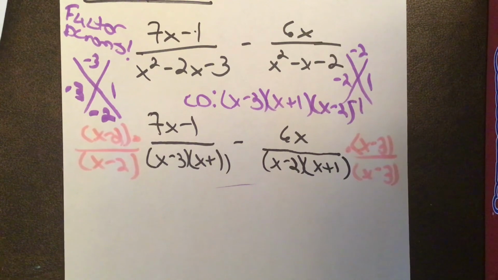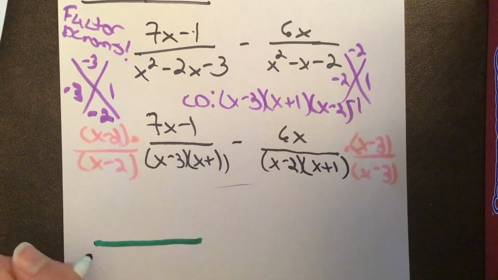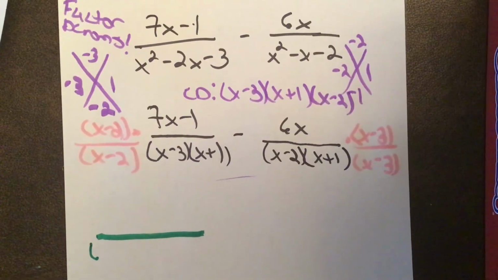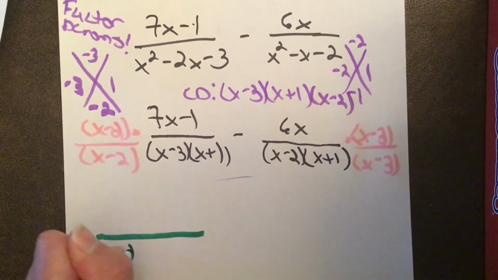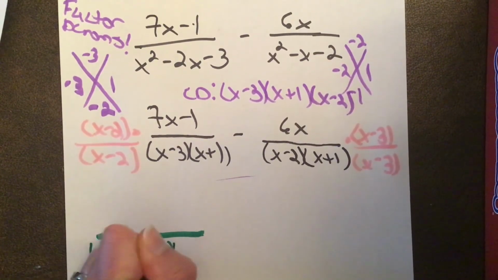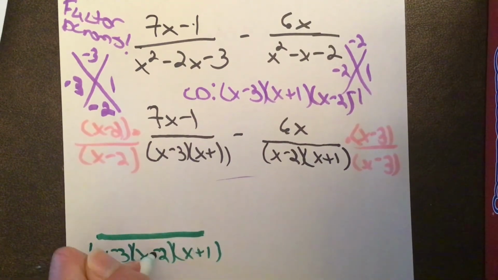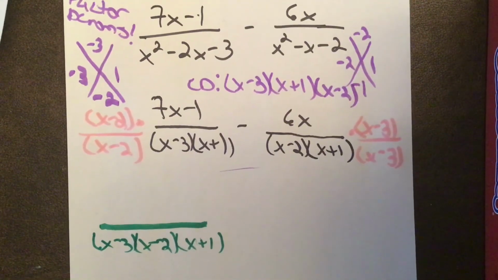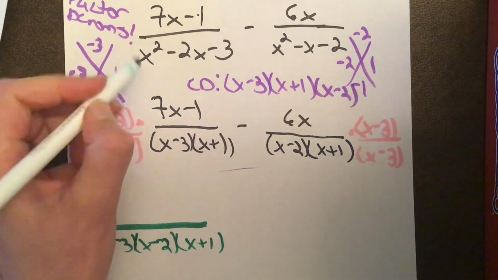All right, so remember, the good news is the denominator, keep it factored. Okay, so my denominator here is just x minus 3, x minus 2, x plus 1. It doesn't matter the order that you write it in. And then the numerator.